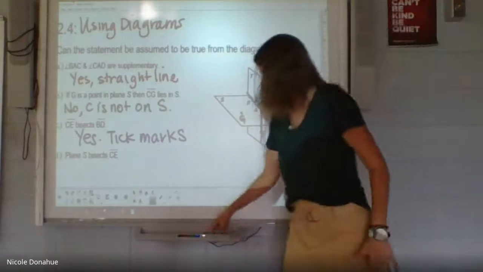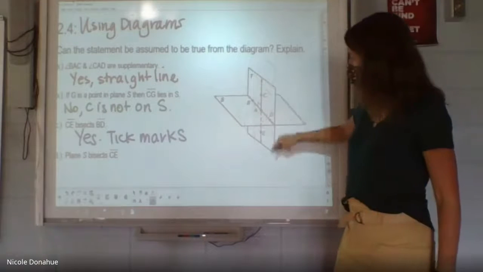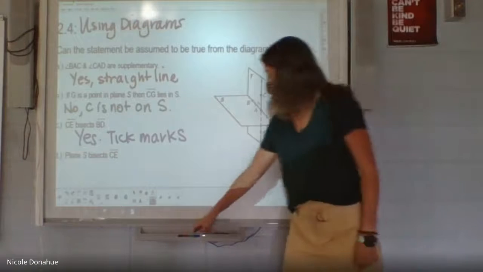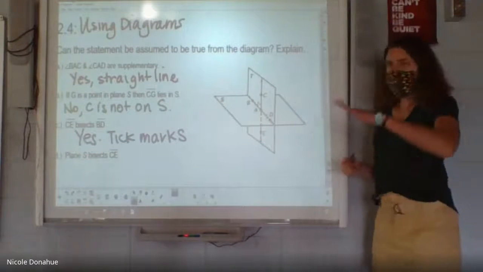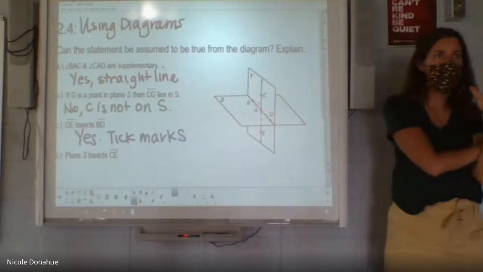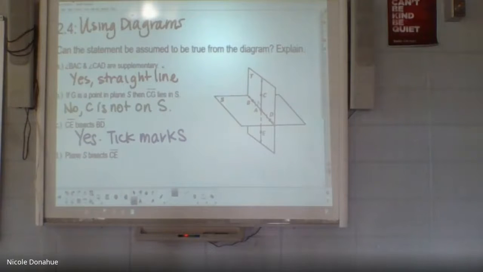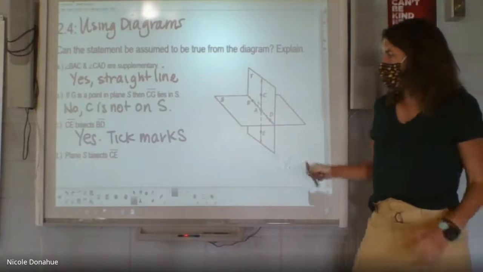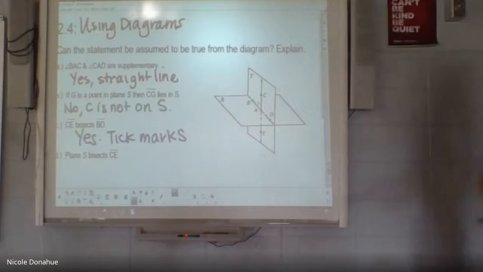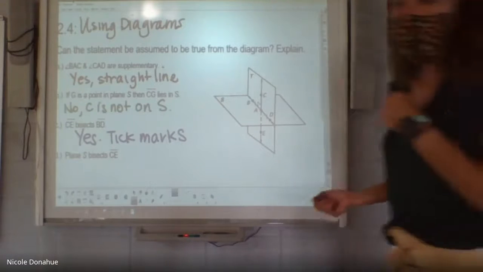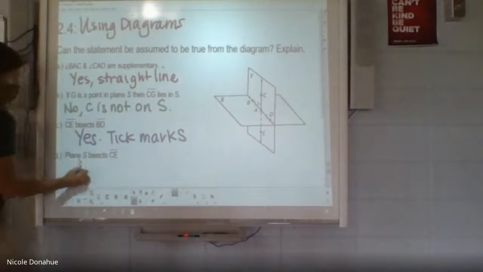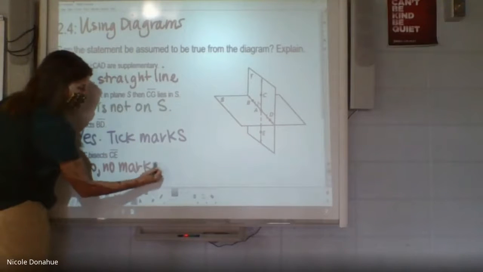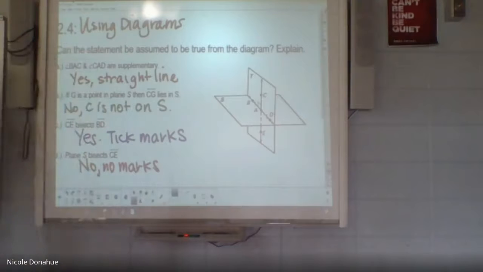In the middle, it bisects, it cuts into two equal pieces. So if you see CE here, do we know that S cuts that CE into two equal pieces? No, we can't know that for sure because that one doesn't have any tick marks. So C to A and A to E don't even necessarily look equal, but they also don't have any marks. So you can't assume that, there's no marks. All right, questions there?